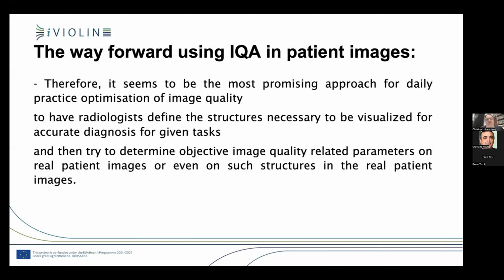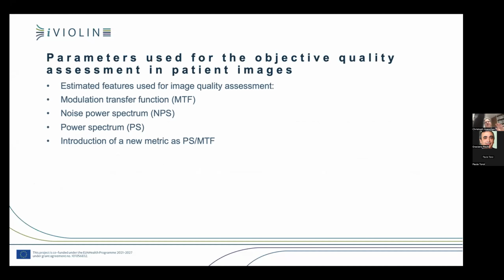Therefore, we need to have radiologists define the structures necessary to be visualized for accurate diagnosis for a given task, and then try to determine objective image quality related parameters on real patient images, or even on such structures in the real patient images. The parameters that we use for the objective quality assessment in patient images are estimated features like the modulation transfer function, the noise power spectrum, the power spectrum, and we also introduced a new metric as a power spectrum divided by the MTF.